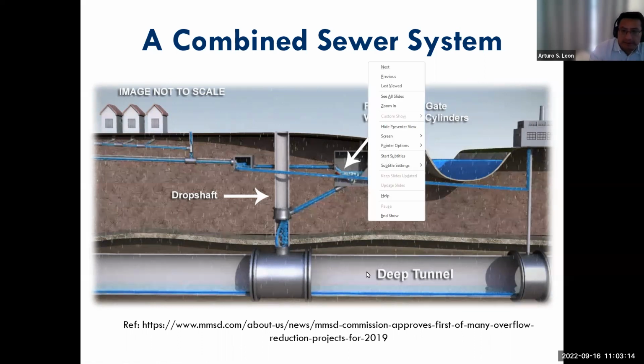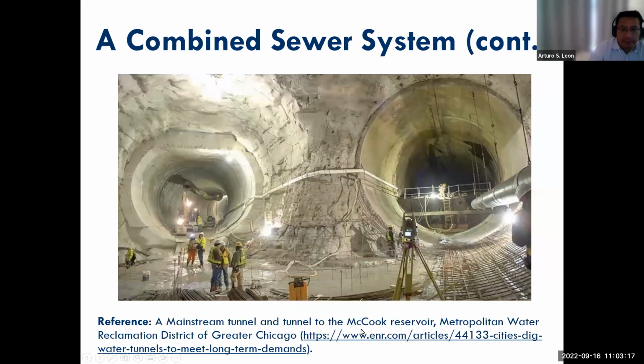So this is one picture of a tunnel. These deep tunnels are huge. The diameter can be up to 10 meters, or 30 feet, or even 40 feet in some cities in the US. So they are huge, huge tunnels.